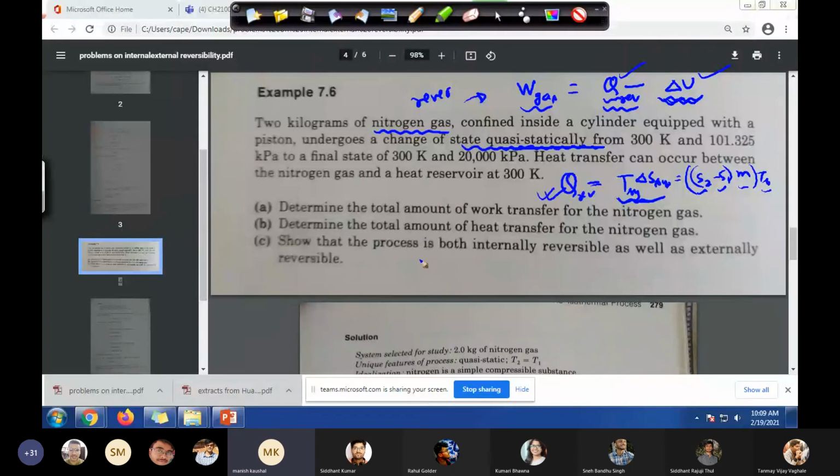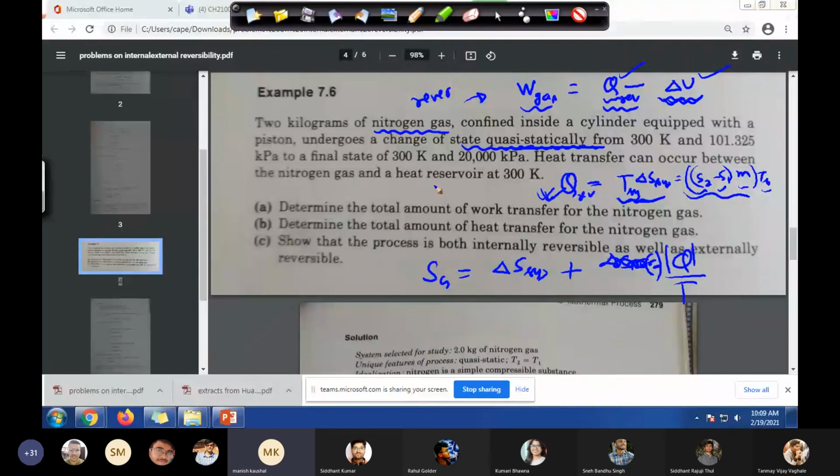So the process is both internally reversible as well as externally reversible. For that we have to calculate Sg. Sg can be calculated as delta S system, which is done here already, plus delta S surrounding. Delta S surrounding is nothing but Q by T, with the magnitude of Q, because heat is coming out of the system this time, no? So there will be a minus sign. We are providing heat.